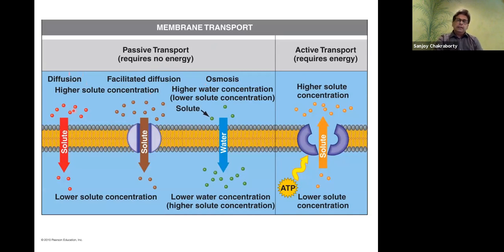In all the cases, the molecules are in high concentration here, and they're moving to wherever the concentration of the molecules is low. Now, active transport: molecule concentration is low, and they're moving towards where the molecule concentration is high. Diffusion, they're simply moving through the membrane. Facilitated diffusion, they're also moving from high to low with the help of protein molecules.